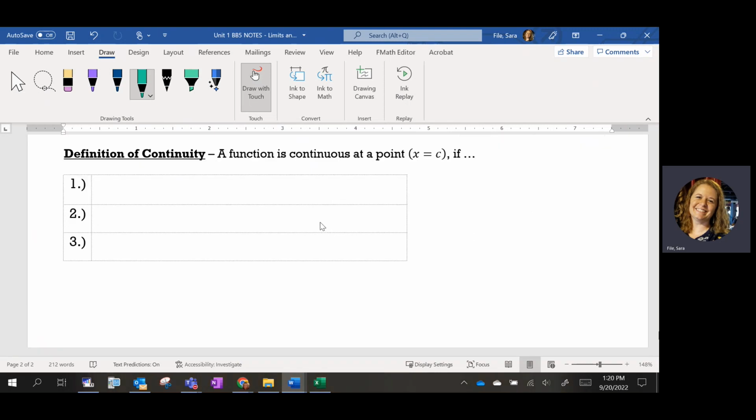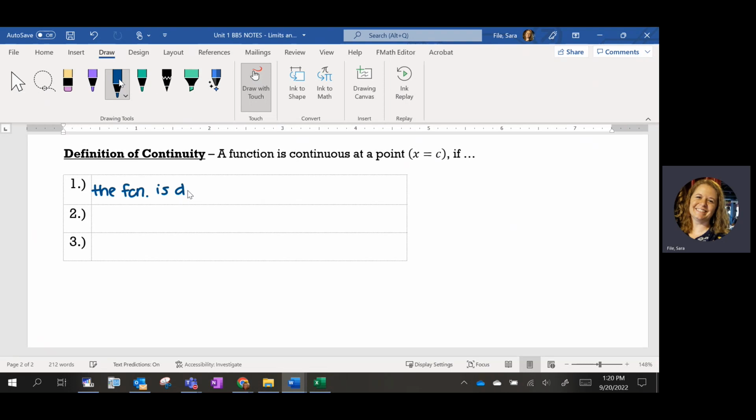conditions of continuity. So what has to be true for a function to be continuous at a specific point, x equals c? The first thing that has to be true is that the function has to be defined at that point, meaning c has to be in the domain of the function. The function has to exist there, right? You can do this in your own words, however you want to say it. I abbreviate function FCN a lot. When you see that, that's function.